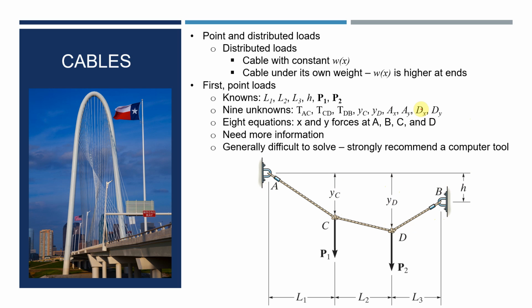Oops, instead of D, that's supposed to be B's. Okay. 8 equations. You don't have enough equations. So you have the x and y forces at A, B, C, and D. So that's 2 dimensions, 2 times 1, 2, 3, 4, 8 equations, 9 unknowns. Need more information. Difficult to solve. Strongly recommend some sort of computer tool to work on problems of this nature.